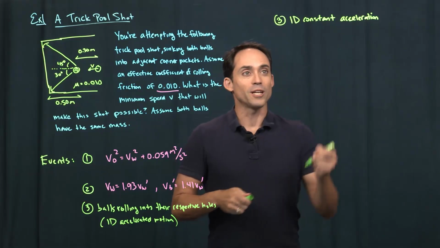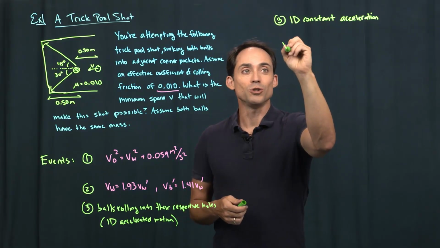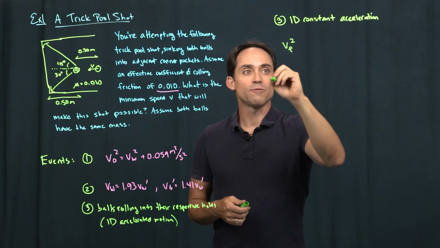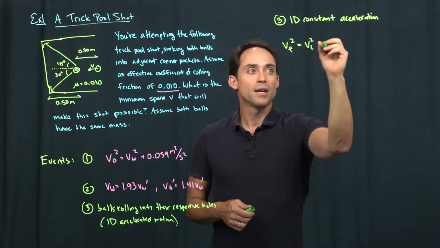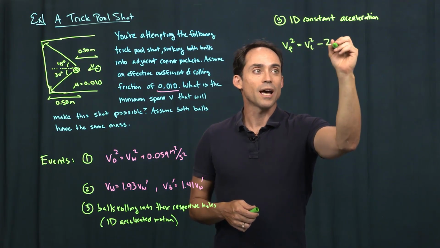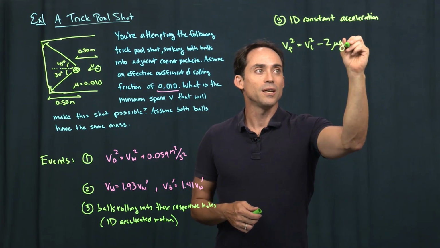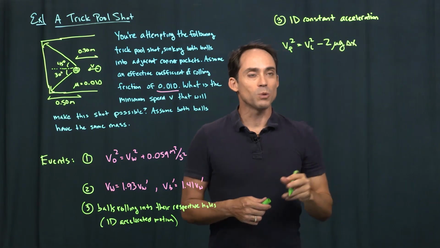So as before, we can just write down what the solution is going to look like for that. The final speed of the balls is going to equal the initial speed of the balls minus 2 times mu times g times whichever displacement we're looking at.